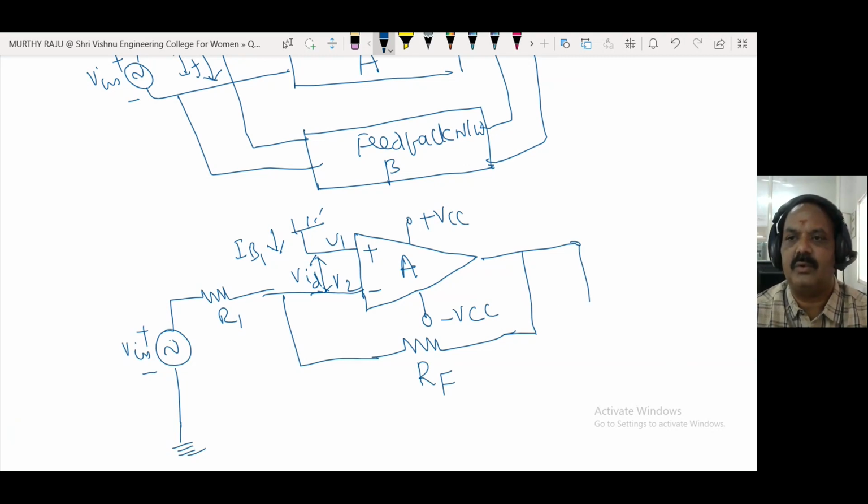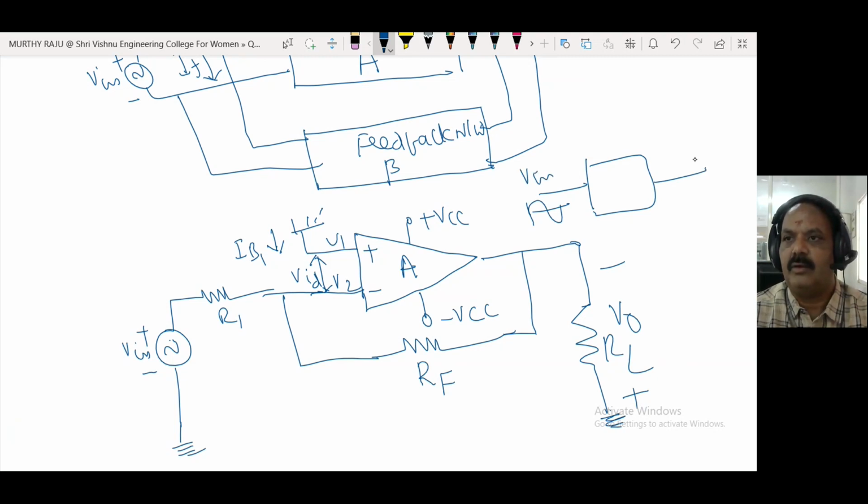Here, some load resistance RL is connected. Why minus plus? Input voltage is here, and the output voltage has a 180 degree phase shift. The minus sign indicates this. That is the reason we use minus plus.